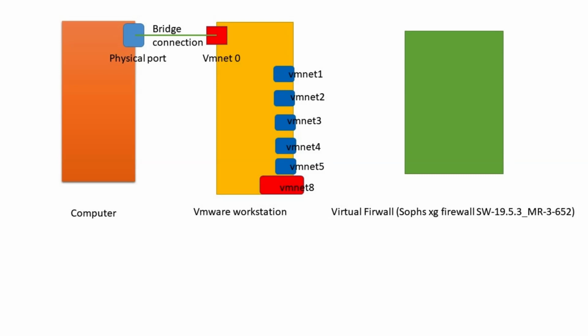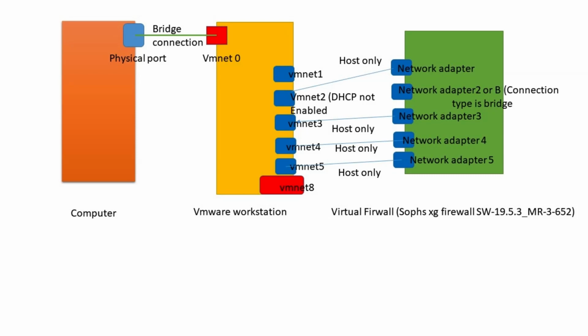In this lab we are using another port, that is VMnet8, whose mode is NAT, which is helpful to provide internet access to the other devices in the network. In all the virtual ports, I have enabled DHCP, except VMnet2, in which DHCP is disabled, because this port is connected to port B or port 1 of the firewall, which is the default LAN port of the Sophos firewall. In the Sophos XG virtual machine we also have 5 virtual ports.